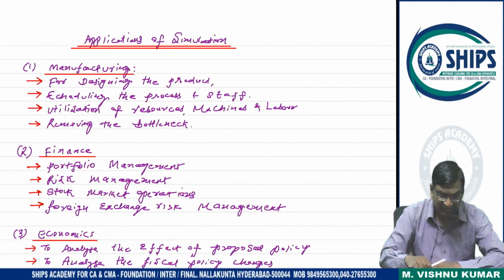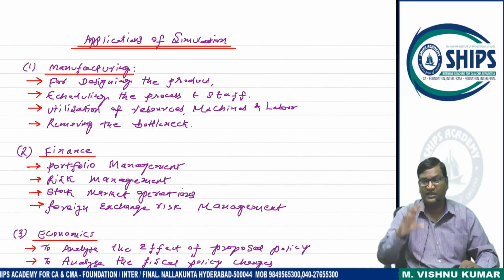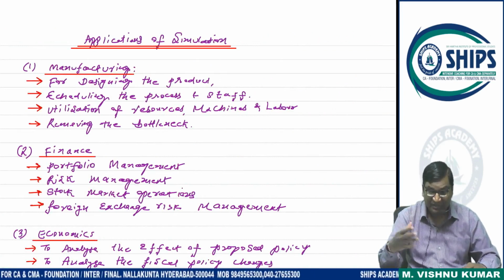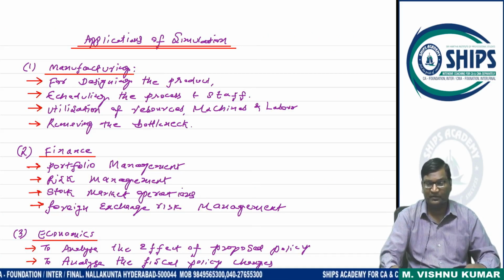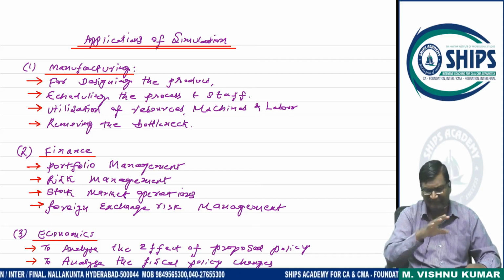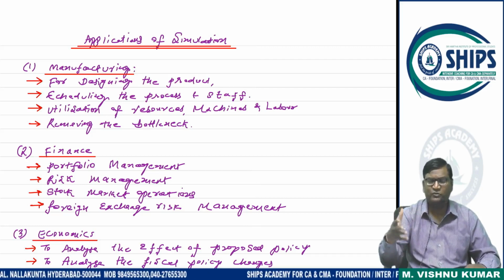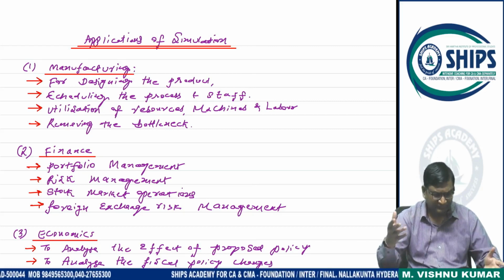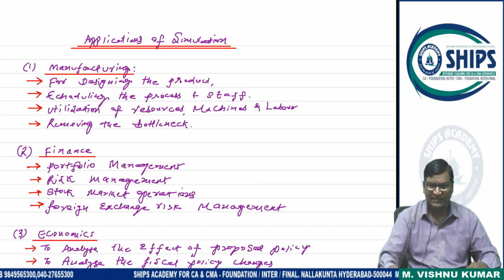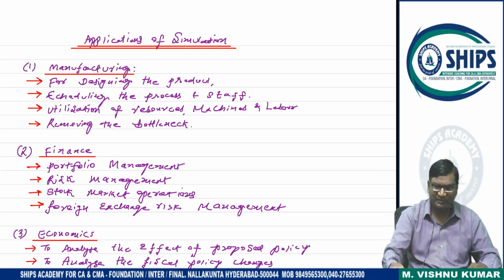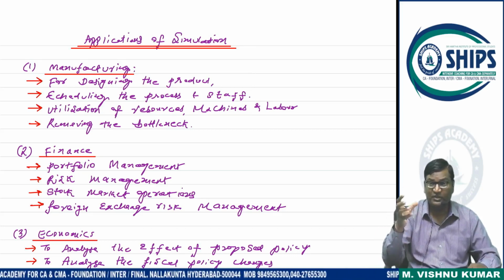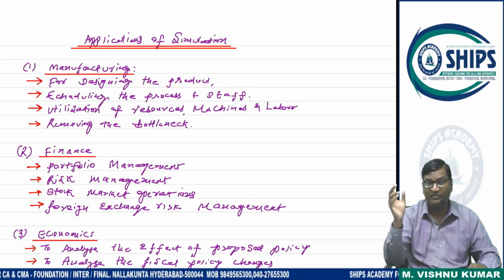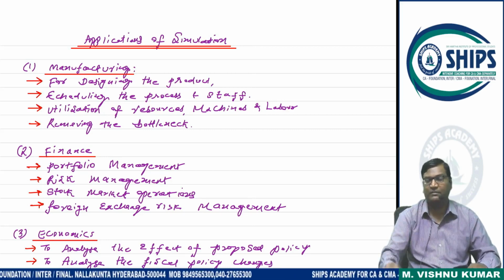Now next is where simulation is applicable. What are the areas in which simulation is applicable? Simulation can be applied in various situations and various areas. Like it can be used in military operations, in hospitals, in laboratories, in manufacturing, in finance, and in economics. So in so many places it can be used. Here I have given only a few examples, areas where it can be useful.